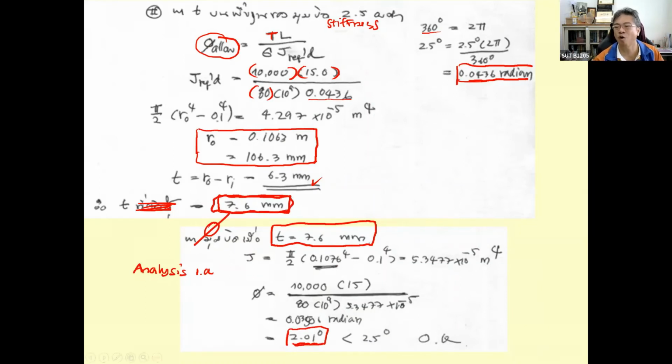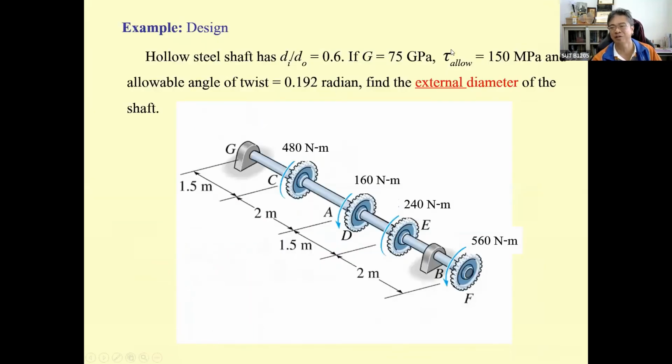This is an old examination from many years ago, so I put it over here for you guys to reference.